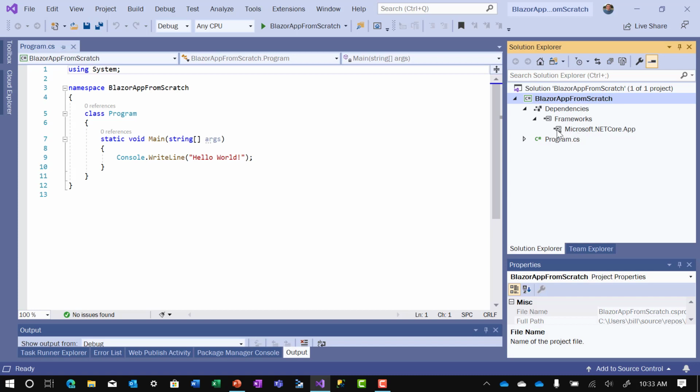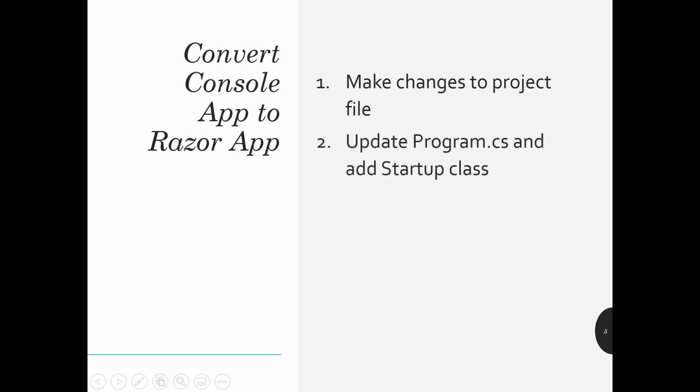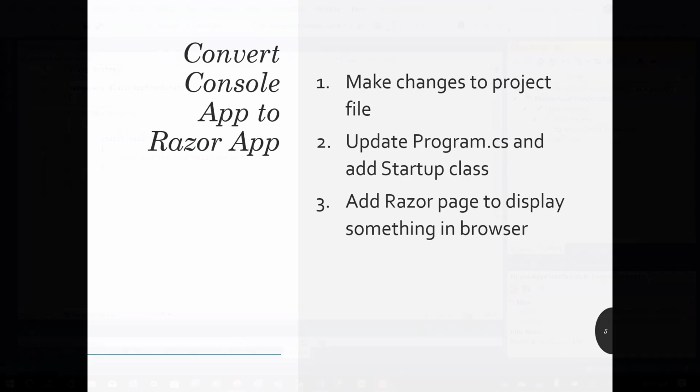So now there are 3 steps that we're going to need in order to transition this console application to a Razor application. The first is going to be to make some changes to this project file, and we'll do that in a second. The second is we're going to need to update the Program.cs file, and then we're going to have to add a new class called Startup that does some configuration. And then the third step is we need to add a Razor page so that when the website launches, we actually display something in the browser. So those are the 3 steps we're going to take you through.